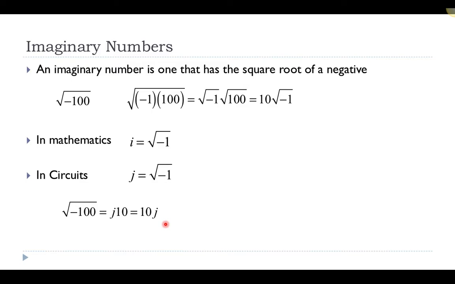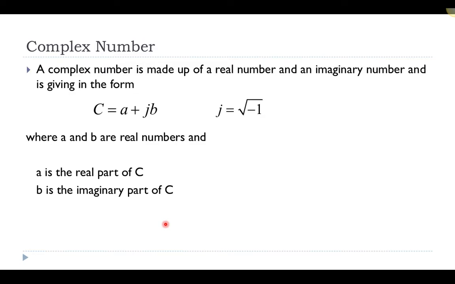So how is that related to a complex number? A complex number is actually made up of a real number and an imaginary number, and it has a form that is represented by, we're using C here for the complex number, and so the real part here does not have any imaginary part. There's no j associated with it. And then there's also an imaginary part to this complex number, where b multiplied by j is the imaginary part. A and b in this formula actually are real numbers.